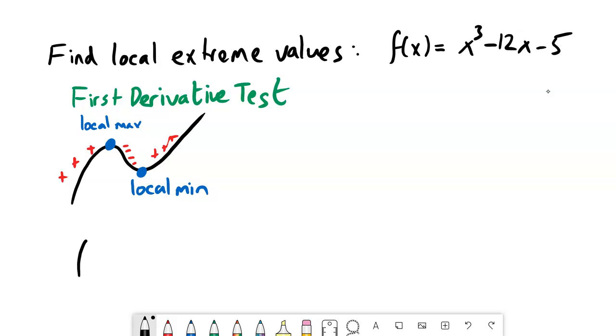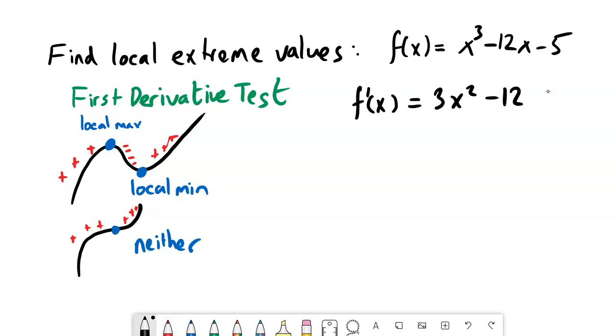And then there are cases where neither happens, like this one, where this is the critical point right in the middle, but it goes positive, positive, positive, hits the critical point, positive, positive, positive. This is neither. We have to check if it's one of these three: local max, local min, or neither. But the first step with finding extreme values is always just finding the derivative, so let's do that. Power rule, right? Easy. That's always the easiest step, just using the power rule.